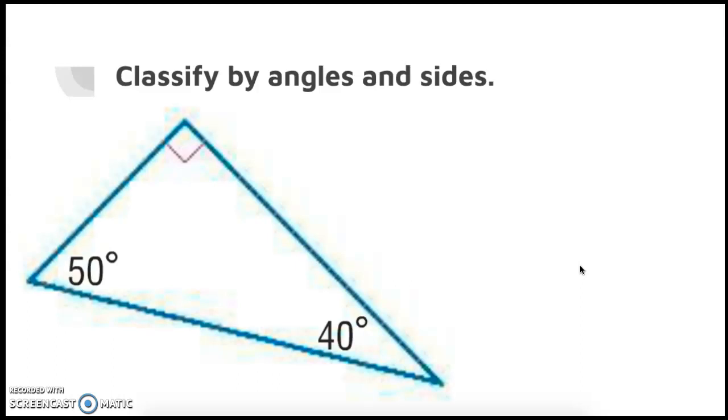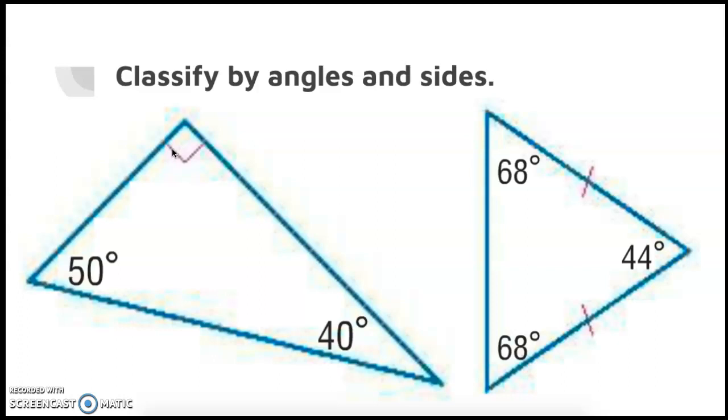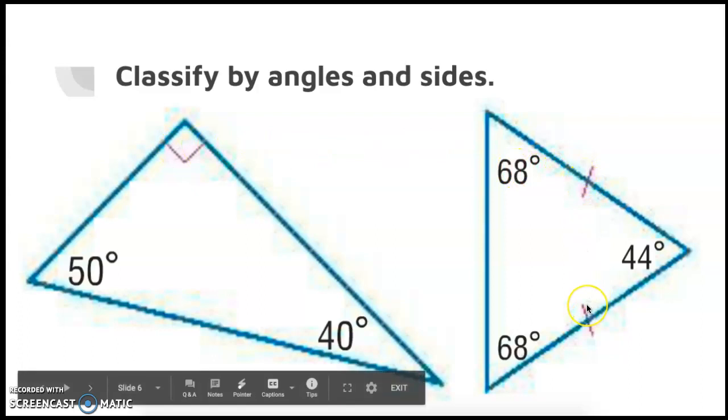This triangle is a right scalene triangle. I know it's right because of this 90-degree angle, and I know it's scalene because none of the sides are marked as the same. Here's our next one. This is an acute isosceles triangle. I know it's acute because all three angles are less than 90 degrees, and I know it's isosceles because these two are marked as being congruent. Here's our next one.